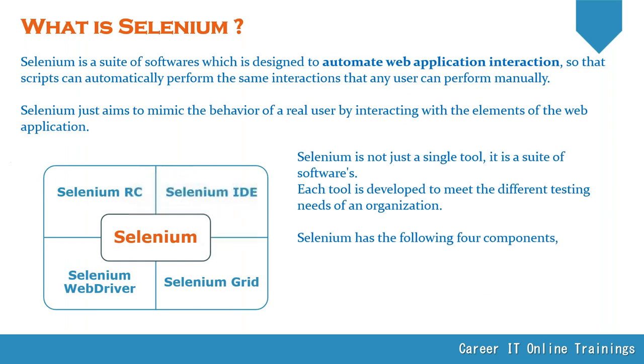What is Selenium? Basically, we can say Selenium is a suite of software. By using Selenium software, we are going to test or automate another software. That's why we call it automation testing. So in automation testing, we are using one software to automate the functionalities of another software.